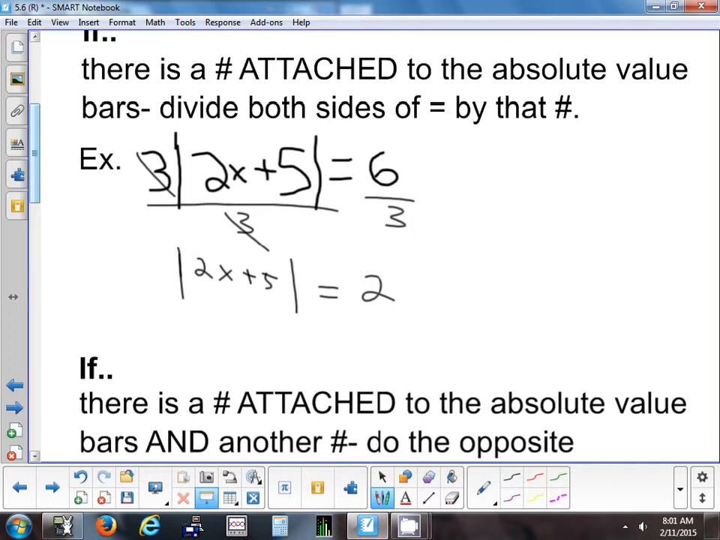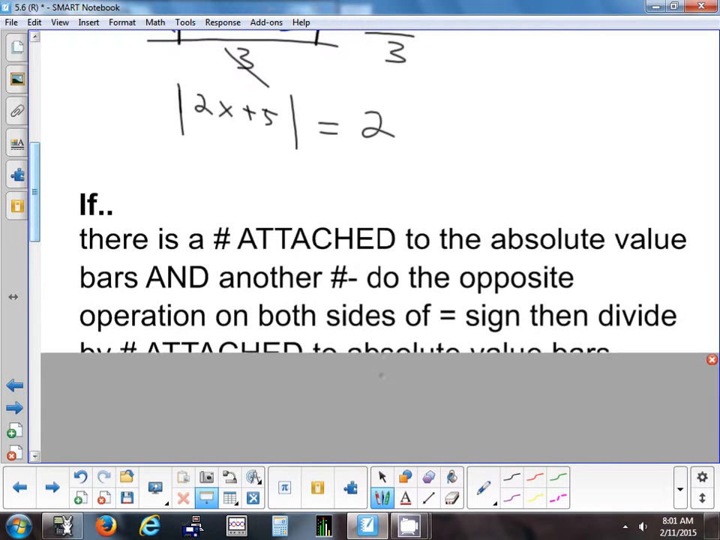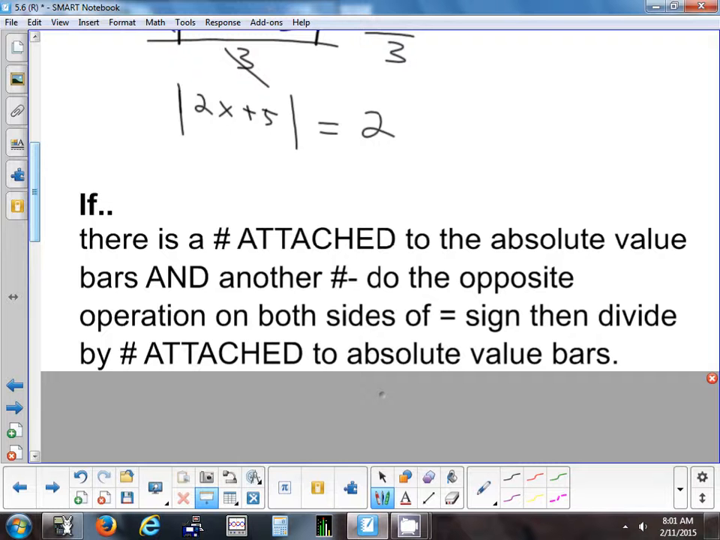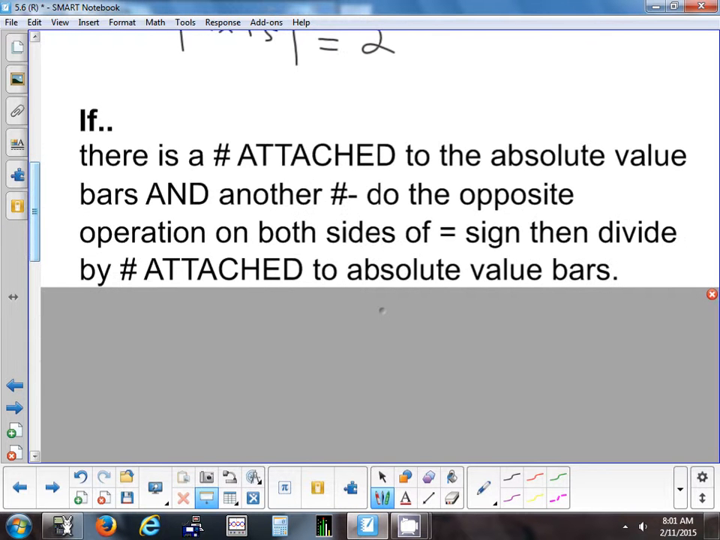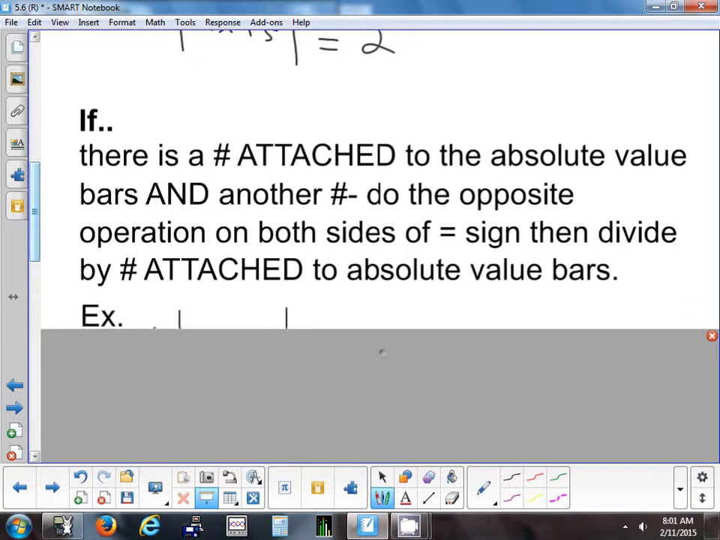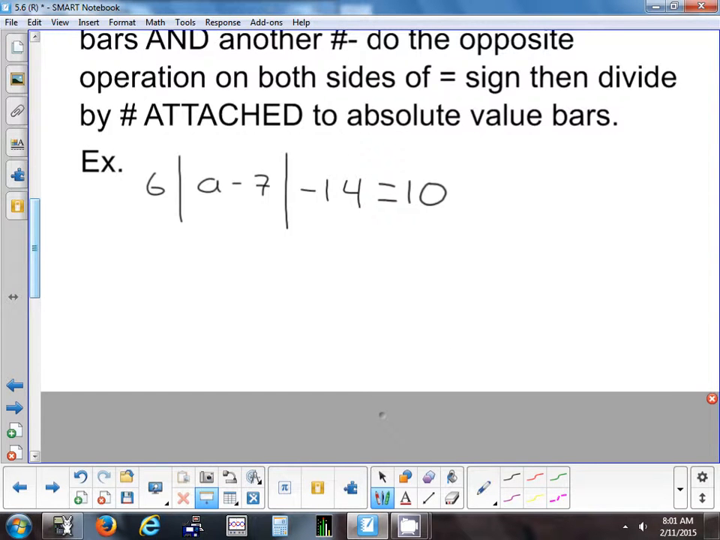Right, so let's say we had two things. We have a number attached to the absolute value, and we have another number added or subtracted. Well, we're going to do the opposite of that number to cancel it out. And I'll show you what I mean. Let's look at this example. This equation is very similar to solving this equation.